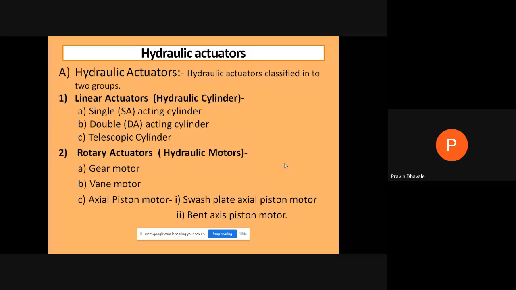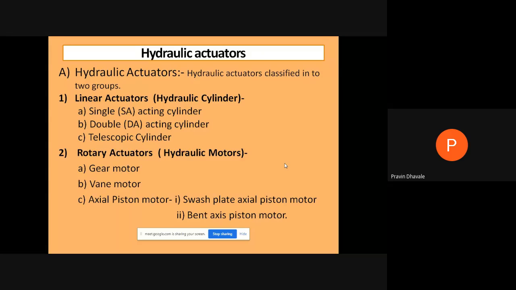We are classifying the actuators into two types: linear actuators, which are mainly a hydraulic cylinder. It consists of single acting cylinder, double acting cylinder, telescopic cylinder, nested cylinder, right? Rotary actuators are mainly the hydraulic motors, in which we have to study gear motor and vane motor. In vane motor, it may be balanced or unbalanced. Right?